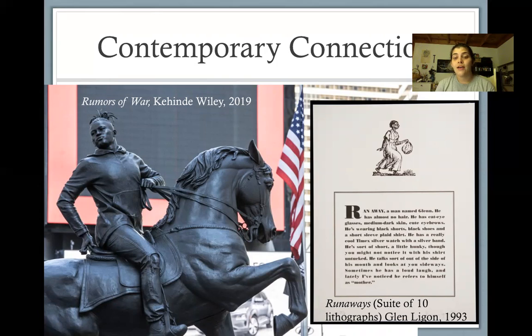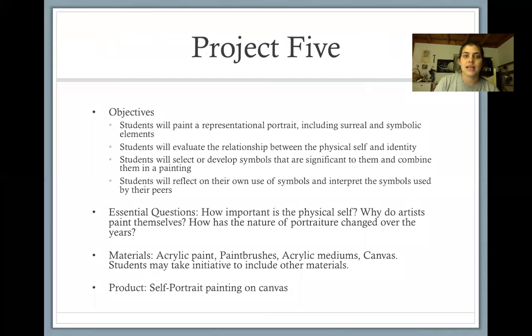We also have a series of lithographs, Runaways by Glenn Ligon, and I encourage you to look at the YouTube video I have for his conceptual background behind that. Basically, he asked people to describe him and posted their descriptions of him as if he was posting a runaway slave poster, and it's really startling. So a series of lithographs that he did.